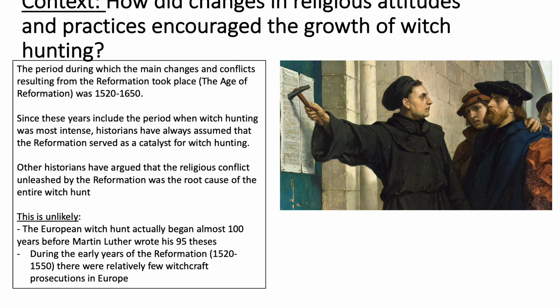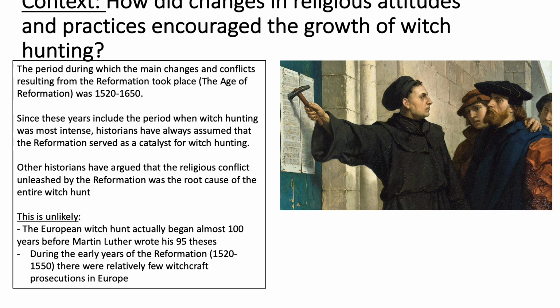It appears at first sight that there is a causal link between the development of the Reformation and the development of witch hunting. The period where the main conflicts and changes of the Reformation took place was between 1520 and 1650. Since those years include the period where witch hunting was most intense, namely the late 16th and early 17th century, some historians, people like Hugh Trevor-Roper, have argued in the past that the Reformation was a catalyst for witch hunting, or that the religious tensions the Reformation exacerbated led to an increase in witch hunting.